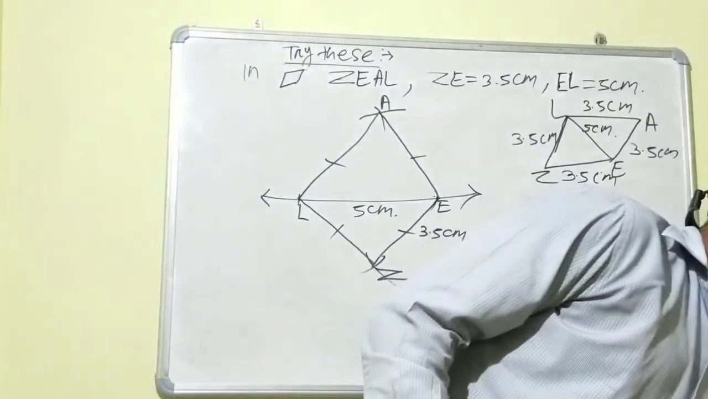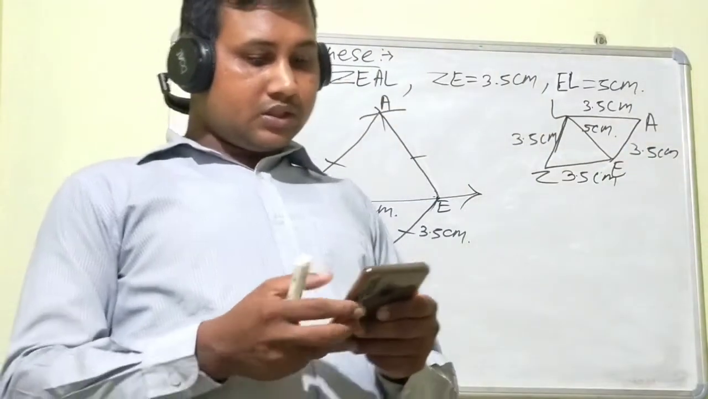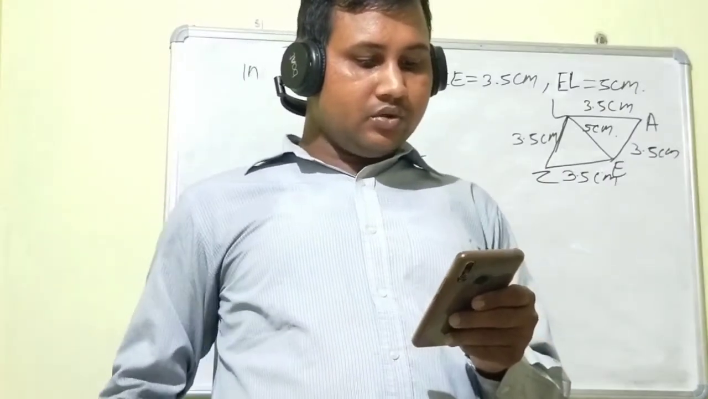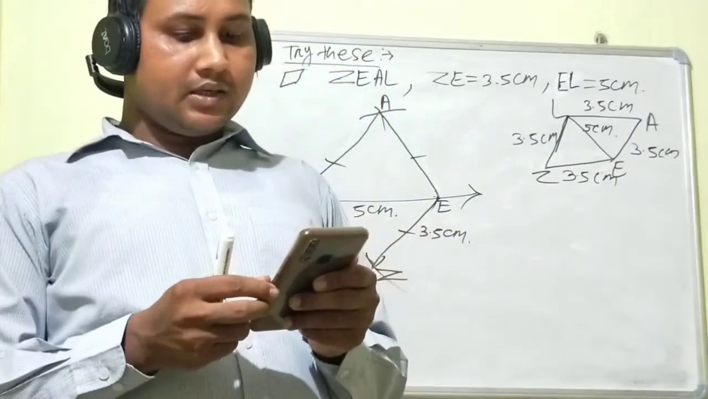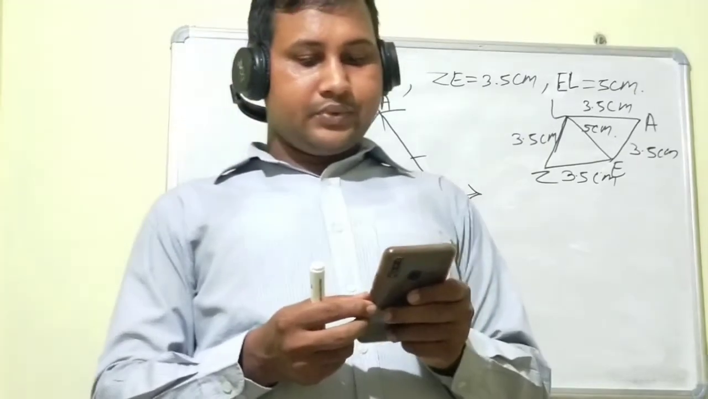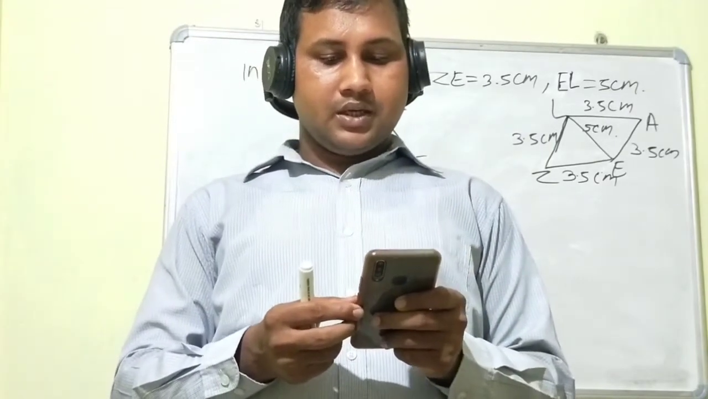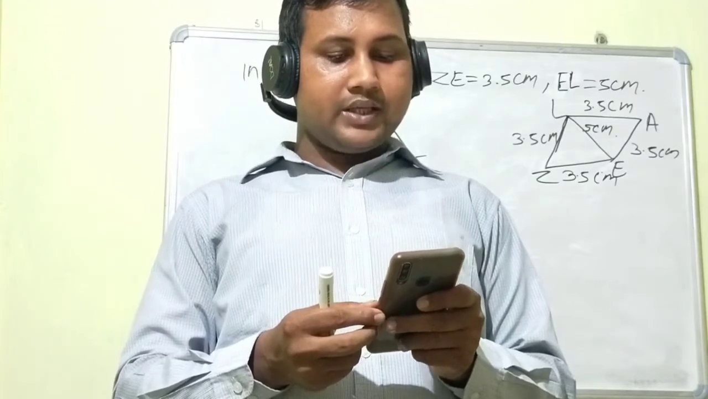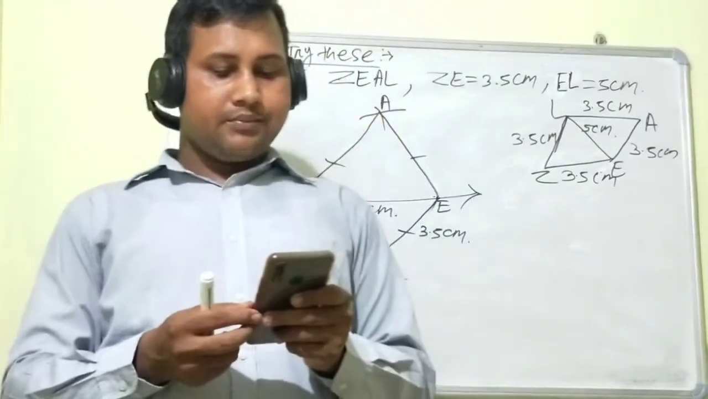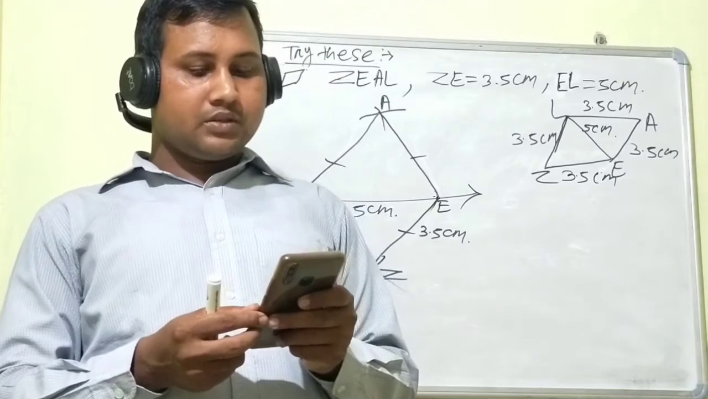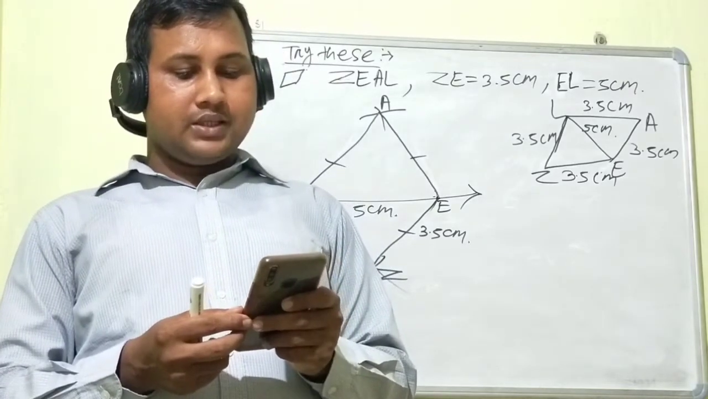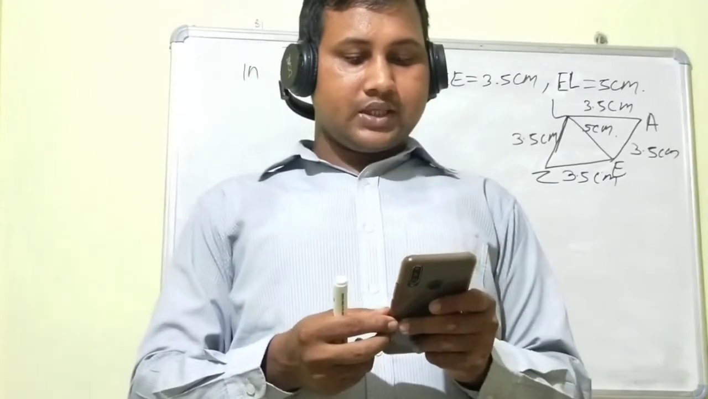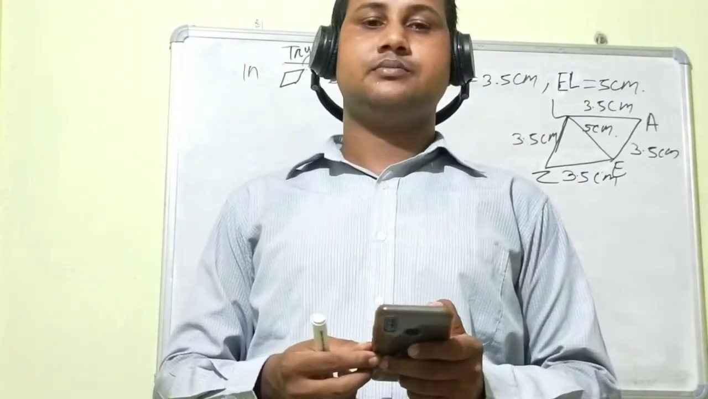Next question we will discuss. The question is: a student attempts to draw a quadrilateral PLAY where PL equal to 3 centimeter, LA equal to 4 centimeter, AY equal to 4.5 centimeter, PY equal to 2 centimeter, and LY equal to 6 centimeter, but could not draw it. What is the reason?